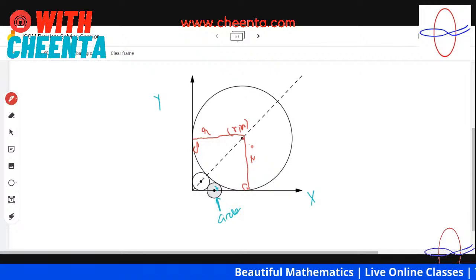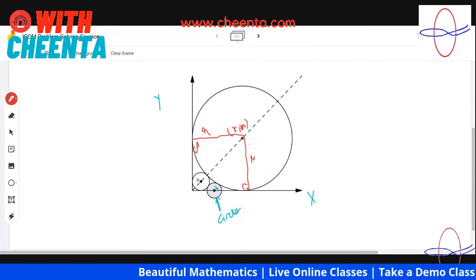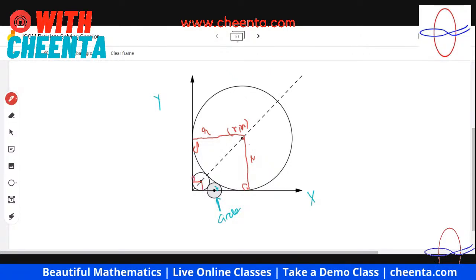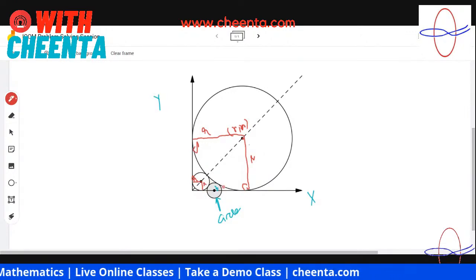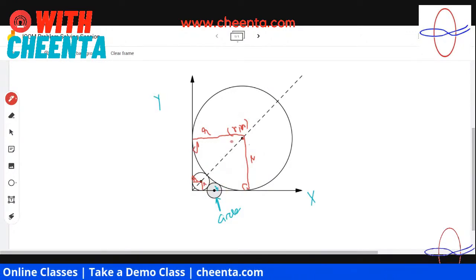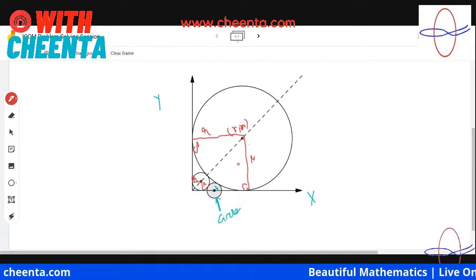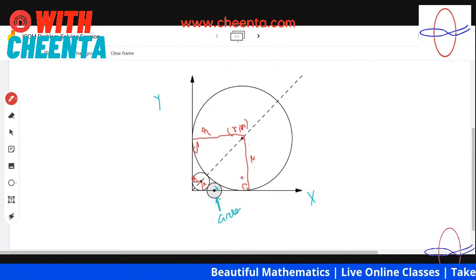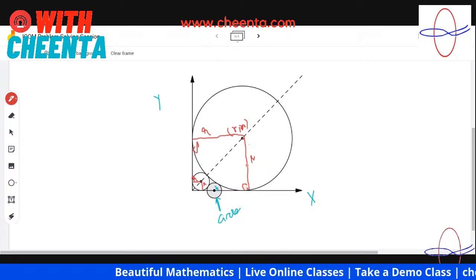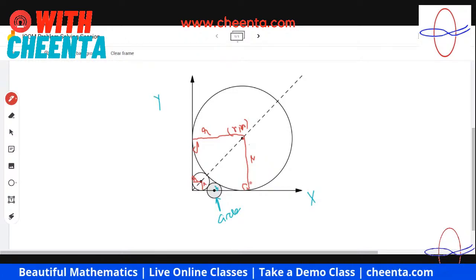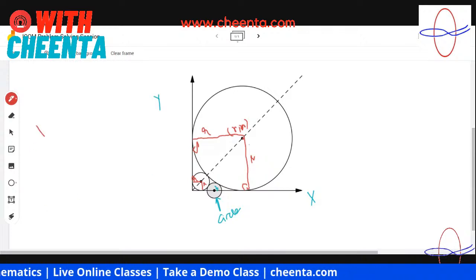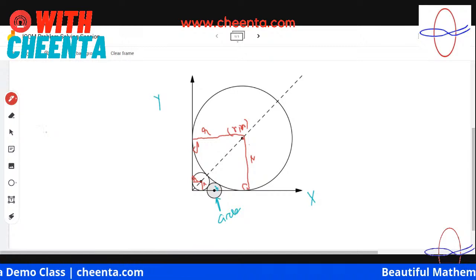Once you know the radius, it's done. Once you know the radius, you know everything about the circle, because the circle's center is (r, r) and the radius is also r. Essentially, once you define the radius, you get everything about the circle. Now therefore we have to find r, right? Once we know r, r is the key.